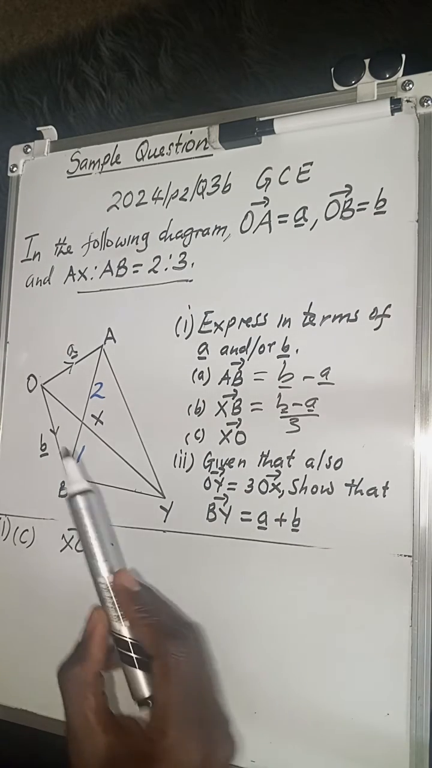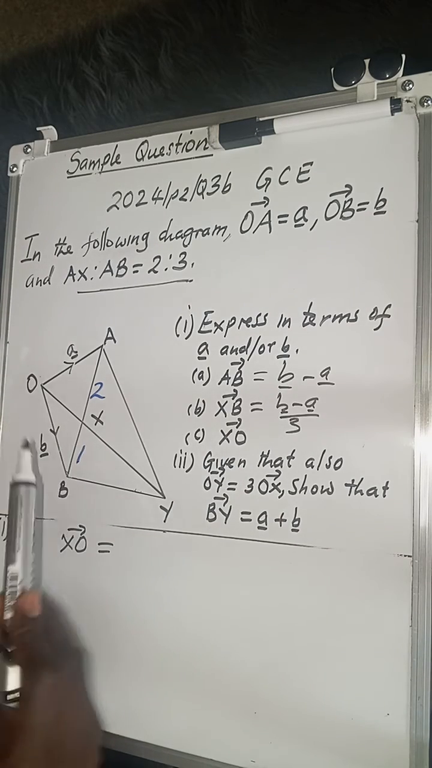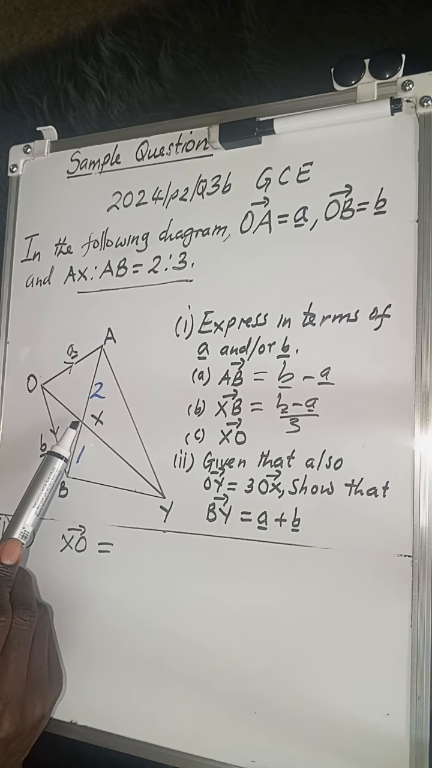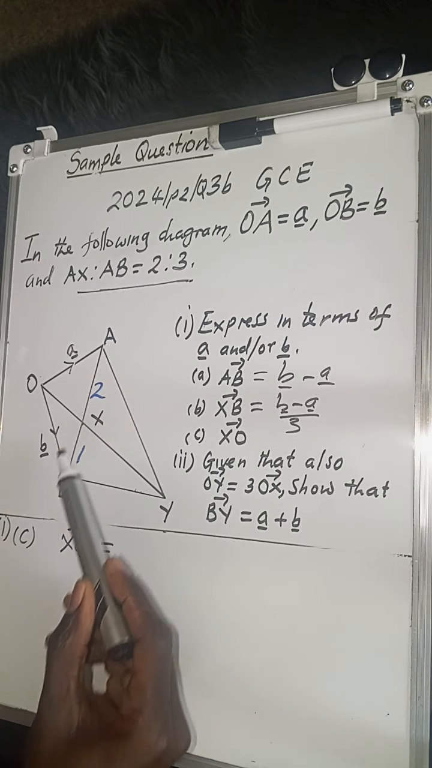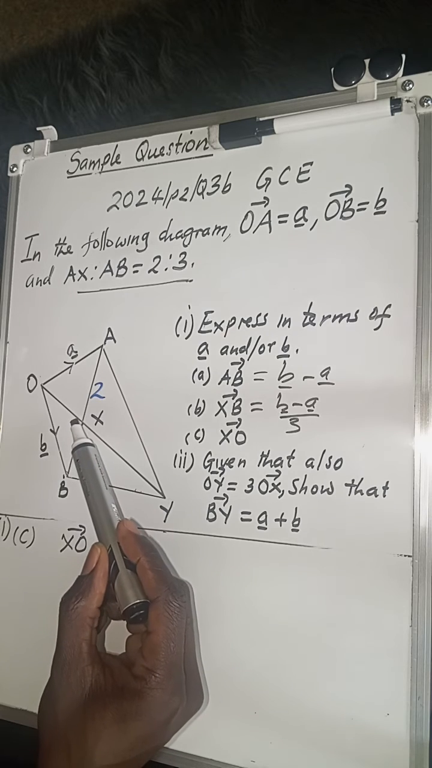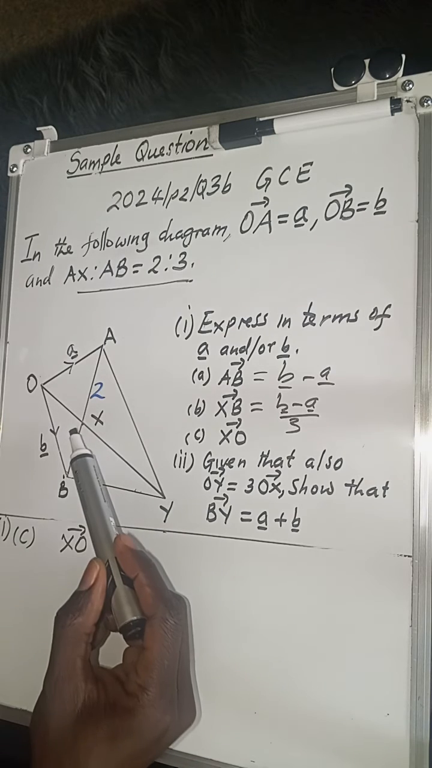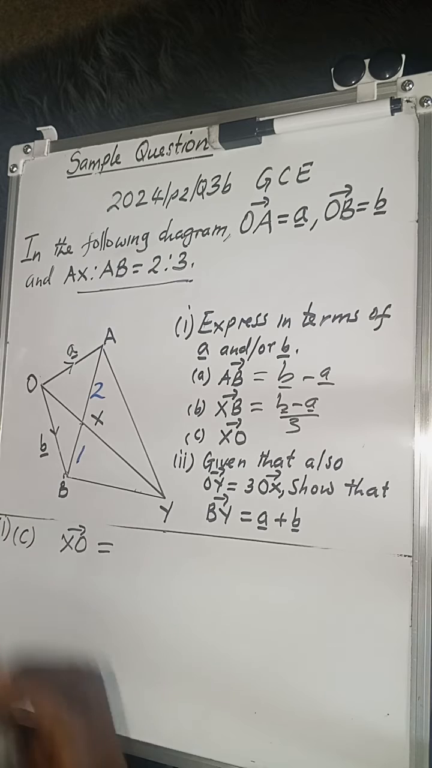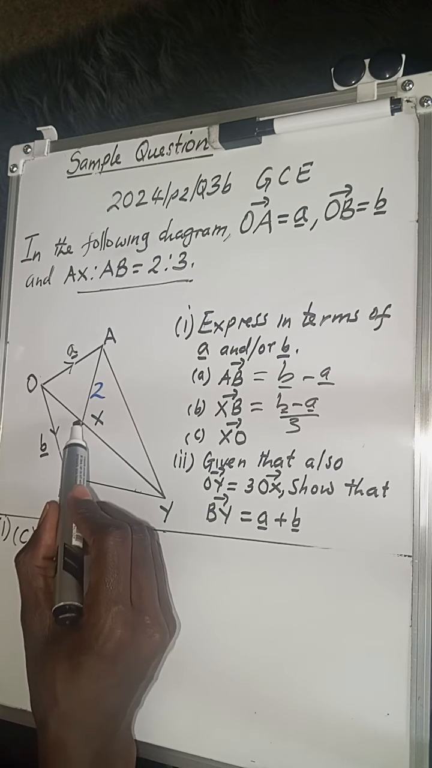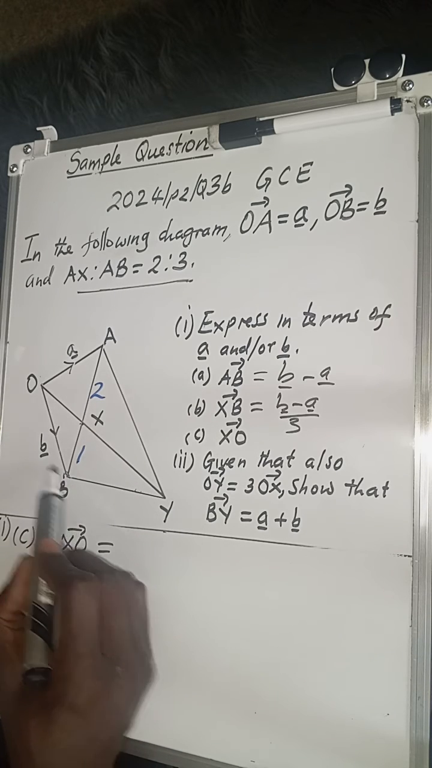So what is my XO? Remember, your starting point is X, then your ending point is O. Since I've found what XB is, you can use it. So how do I move from X to O? I can move XB combined with BO.